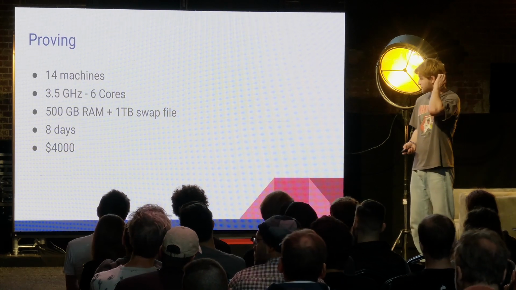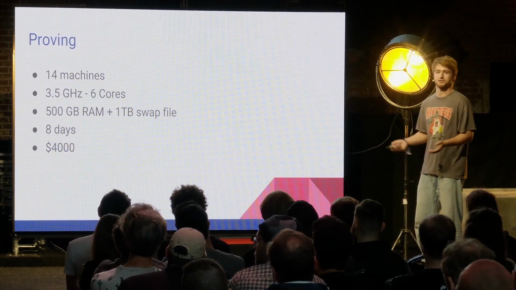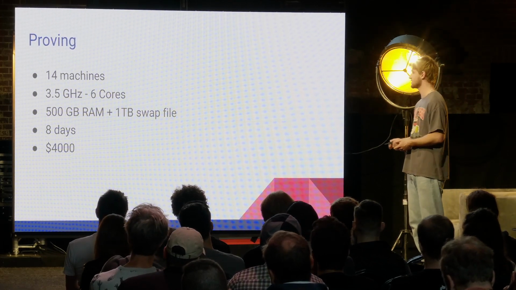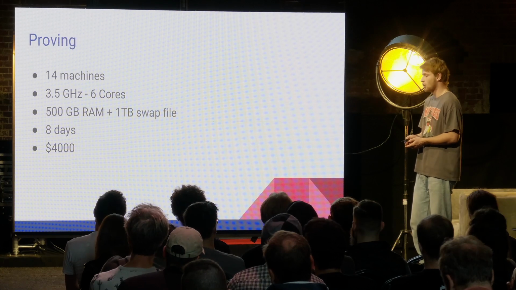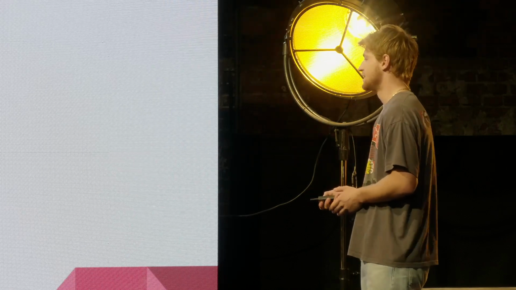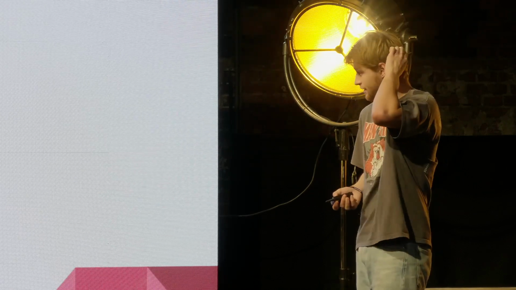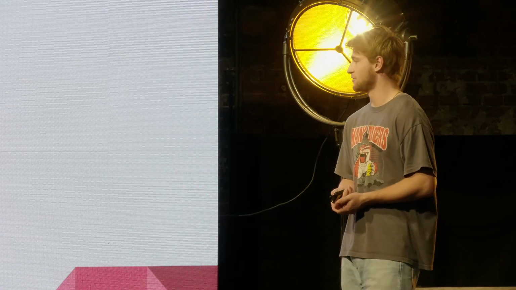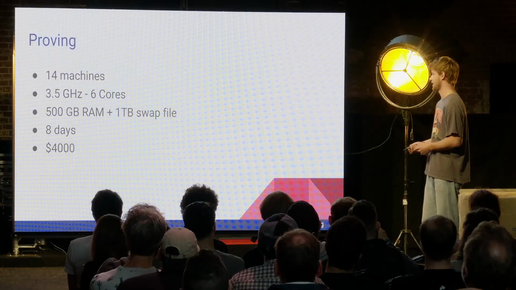For the proving process, we just ordered 14 machines on Amazon, nothing too crazy, 6-core normal machines, probably a bit more memory than your everyday laptop, I must admit. But in the end, we just started it, went on a hiking trip for 8 days, right, as any sane developer would do. And at the end of the month, we had a $4K bill waiting for us, and also a chain state proof for the headers.